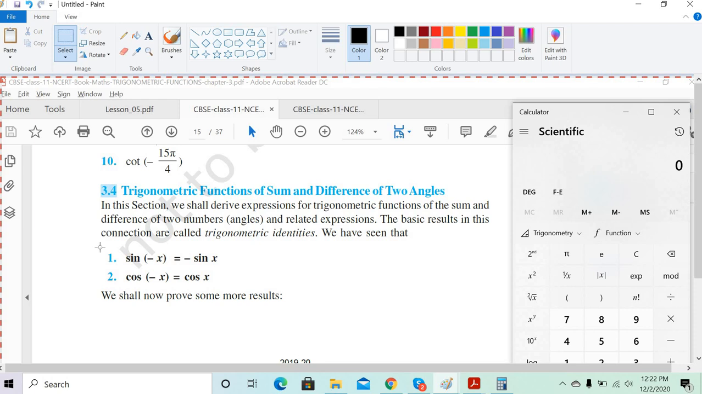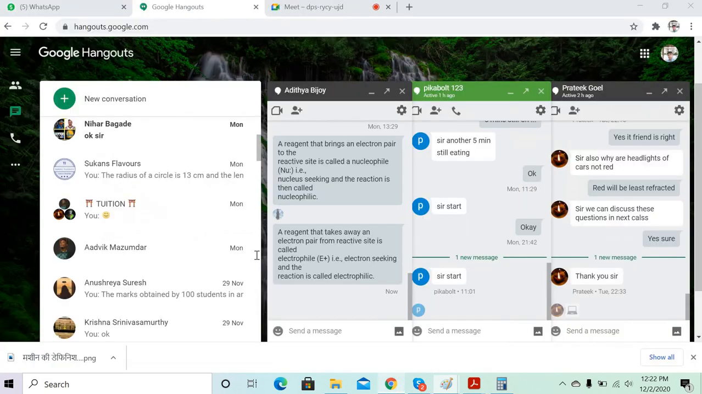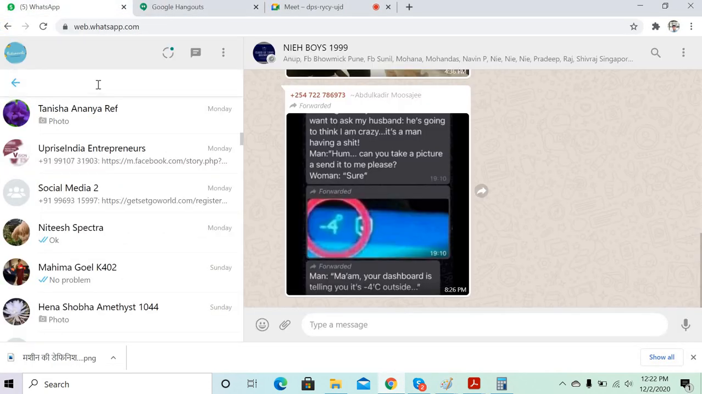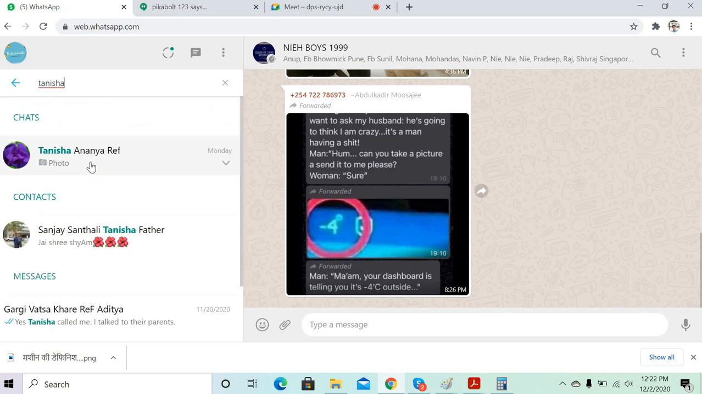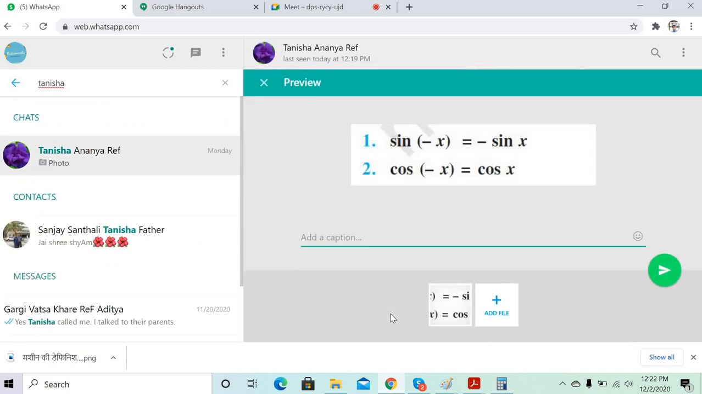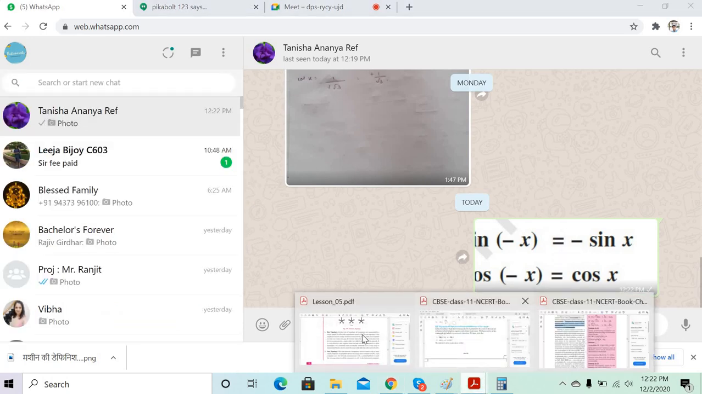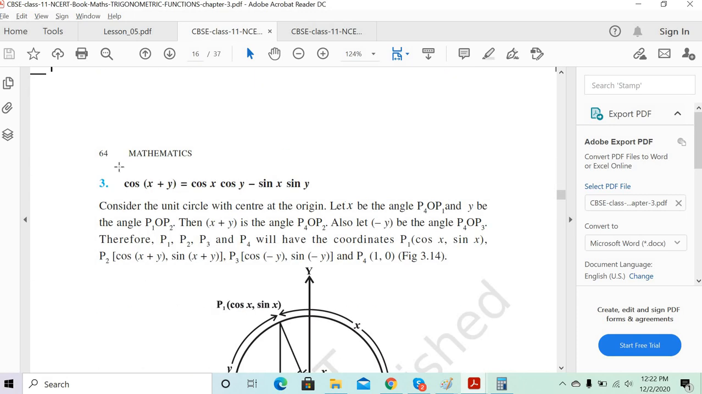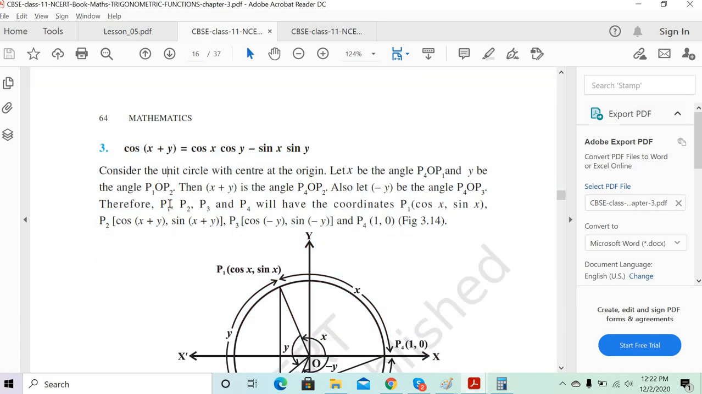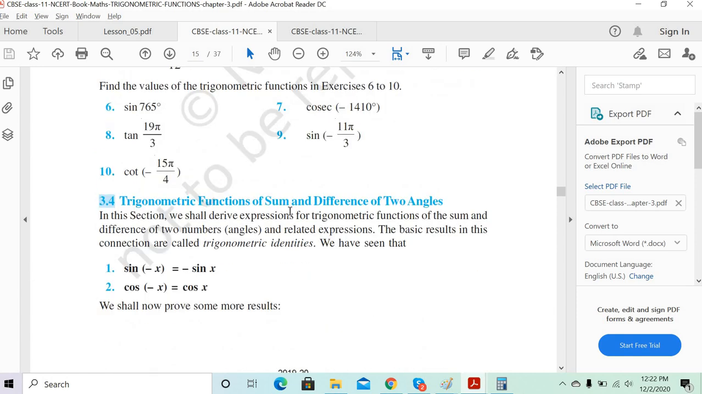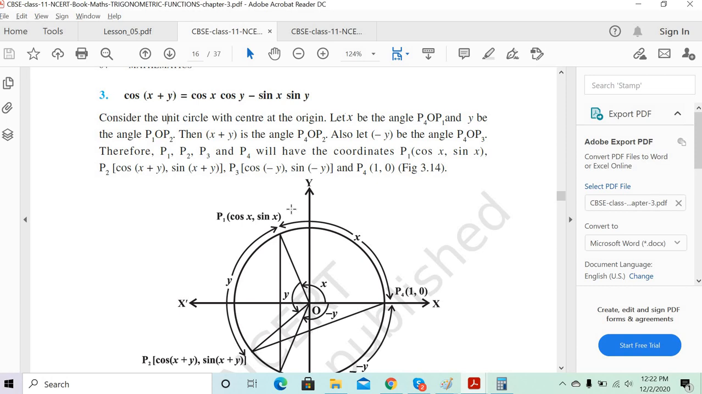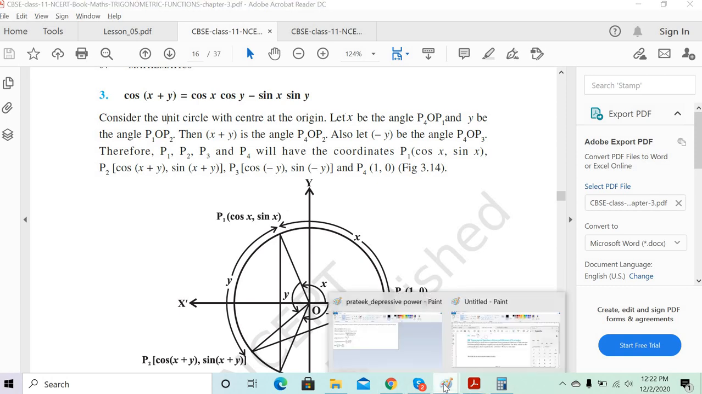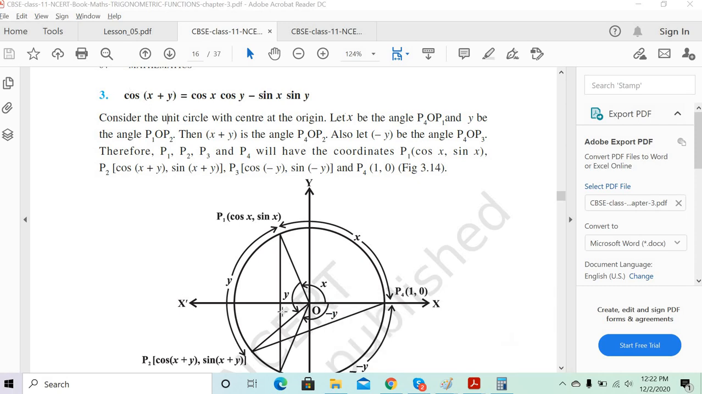These two formulas you write down. So sine of a negative angle is minus sin x, and cos of a negative angle is positive cos x. Clear? Now our goal is to prove the compound formula, the sum and the difference of two angles. So our goal is to prove this one, okay? I'll just send it to you.